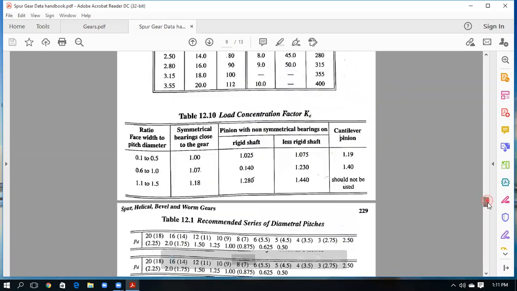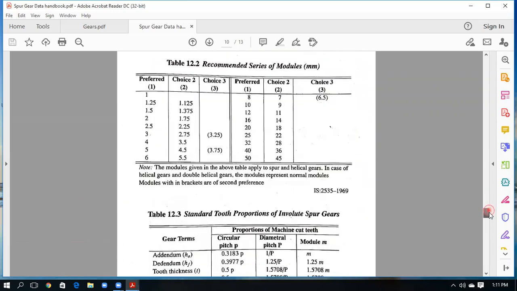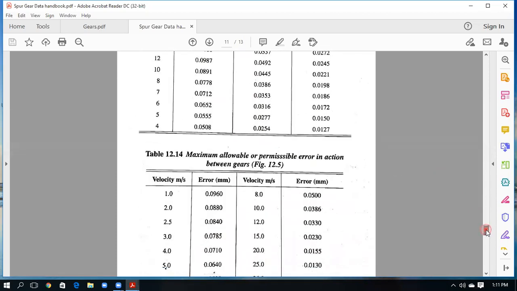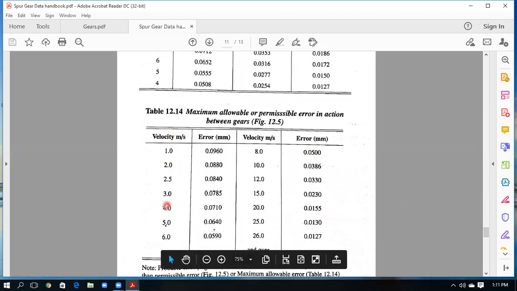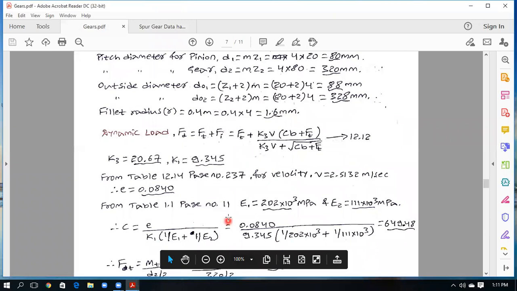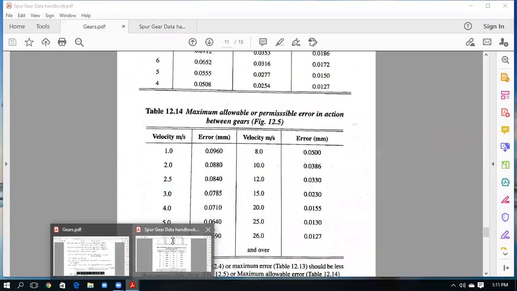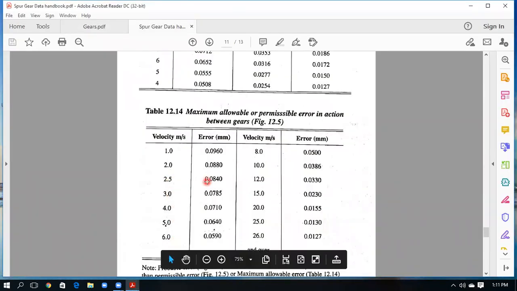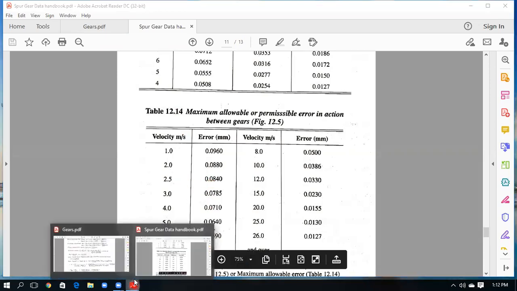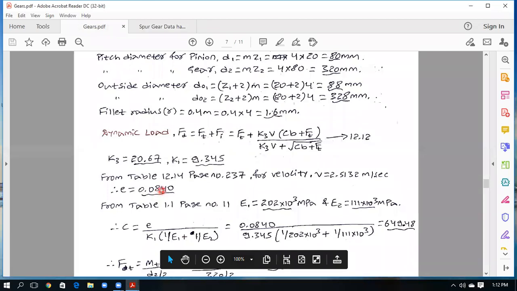Page number 237. Whatever the error E is there, according to the velocity we have calculated, from that I will take it down. Here you can see that the velocity which is calculated is 2.5, therefore for 2.5 velocity, the error will be 0.084 from table number 12.14. I'm going to take down that value.